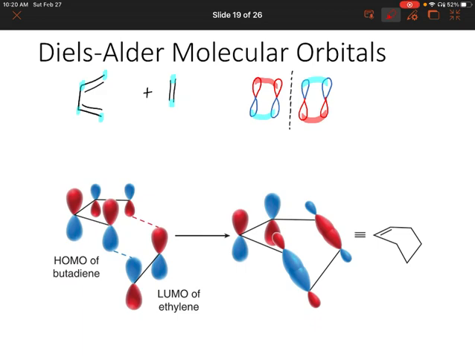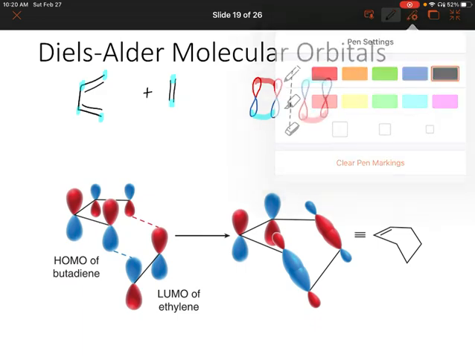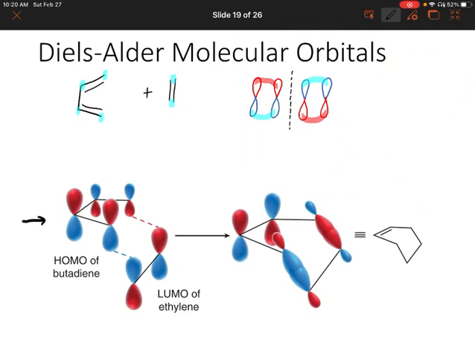All right, so that's what's shown down below. We've got our two red lobes aligned, and then the two blue lobes are aligned behind that. Now, in order for this reaction to occur, the highest occupied molecular orbital for butadiene is going to align itself with the lowest unoccupied molecular orbital of ethylene, which is our simple alkene.